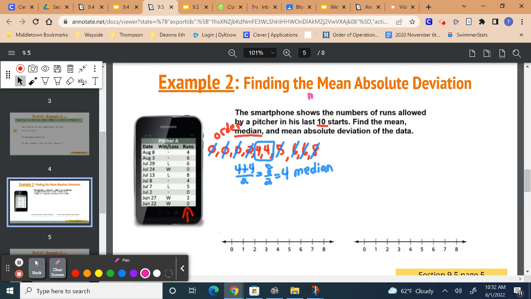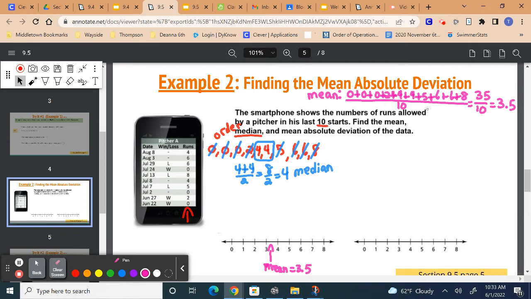All right, now let's find the mean. So to find the mean, it's going to be 0 plus 0 plus 0 plus 2 plus 4 plus 4 plus 5 plus 6 plus 6 plus 8. We should have 10. And we're going to divide by 10. So it comes to 35 divided by 10, which is 3.5. So our mean is actually in the middle. So right here is our mean, which is 3.5.